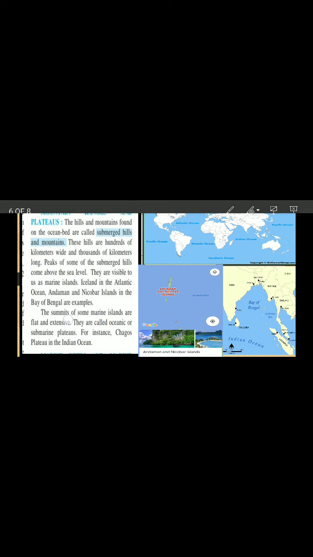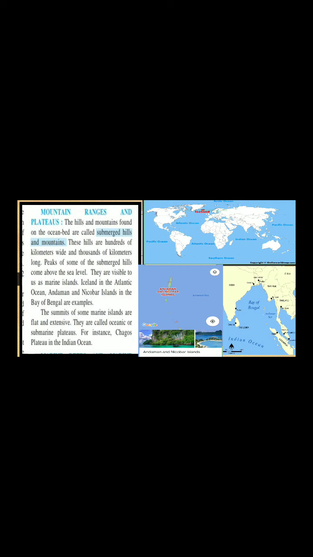Last passage. The summits of some submarine islands are flat and extensive. They are called oceanic or submarine plateaus. Please underline it. For instance, the Chagos Plateau in the Indian Ocean.